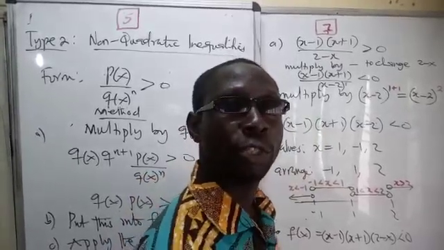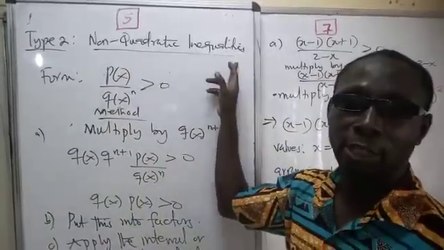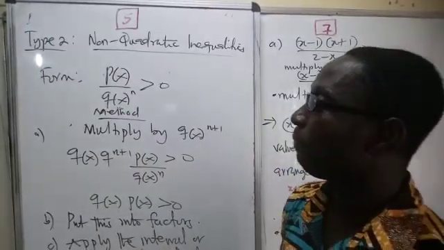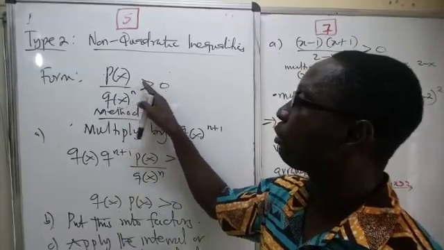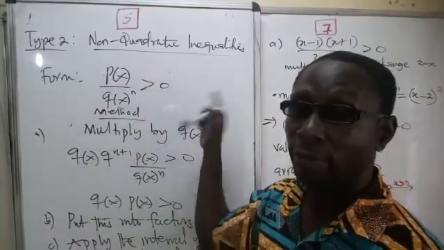Okay, so we continue with type 2, non-quadratic inequalities. Let's just look at the form. P of x over q of x to the power n is greater or equal to 0. They are normally in the form of a fraction.